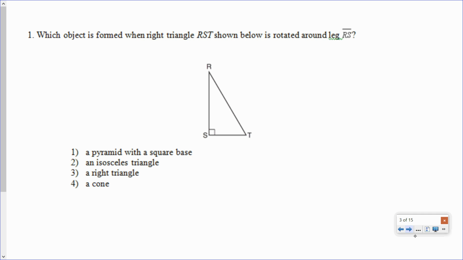Which object is formed when right triangle RST shown below is rotated around leg RS? So if I want to rotate this triangle around this leg, I'm going to start by reflecting it in 2 dimensions. If I want to reflect over this line, well, T is going to go here. And then I throw it in. That's what we did earlier in the year. That's a reflection. And now I'm going to connect it with curves, since it's spinning in a circular motion. What 3-dimensional shape is that? That's a cone.